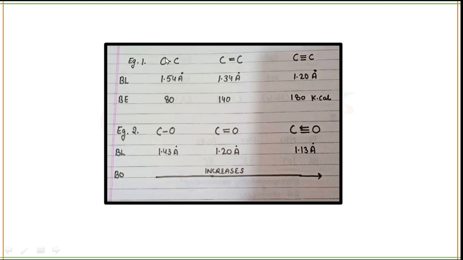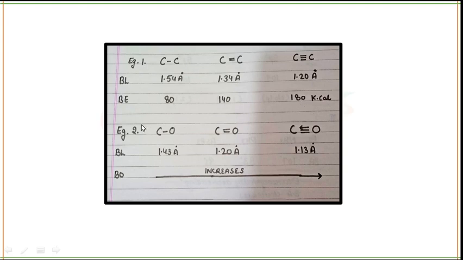Now, if the number of bonds is increasing, then bond energy will also increase. As you can see here, between two carbon atoms a single bond is present. That's why bond energy is minimum, that is 80. Between these two atoms, three bonds are present. A triple bond is present. That's why energy is maximum, that is 180 kilocalorie.